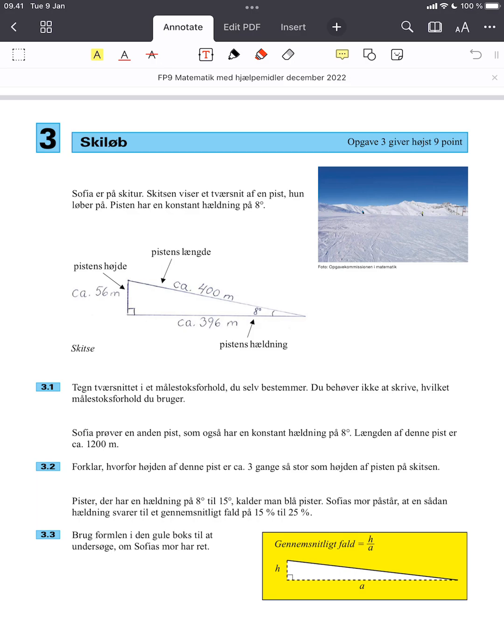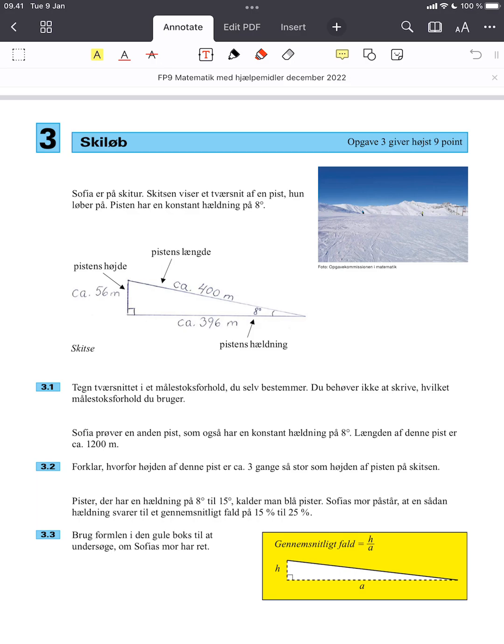Then you've got the height of the slope, the length of the slope, and the gradient of the slope, and different measurements, and they all form a right-angled triangle. So this question could be about Pythagoras or trigonometry, but let's have a look. 3.1, draw the cross-section in a ratio that you choose yourself. You don't need to write what ratio you are using.